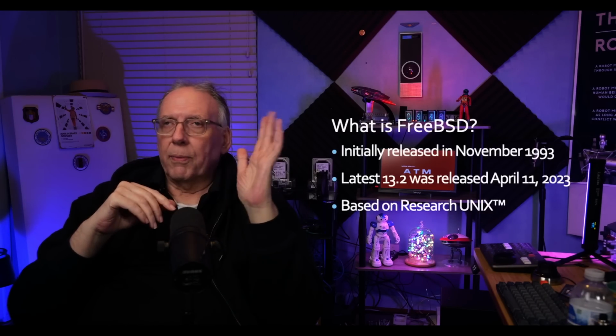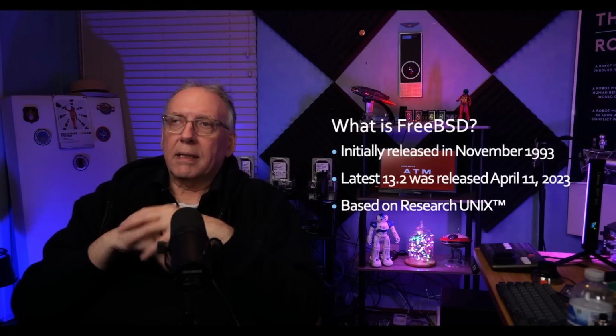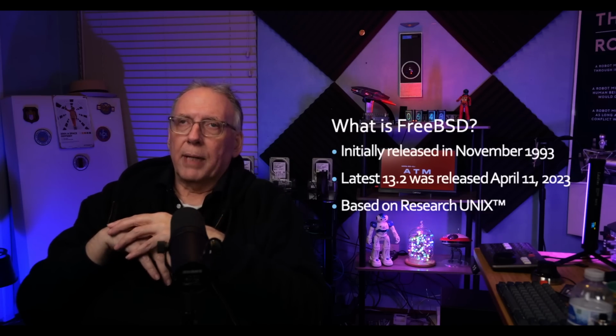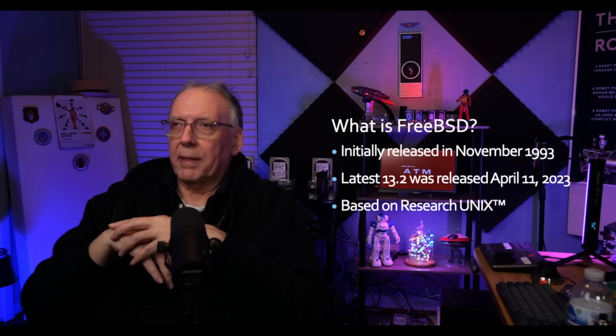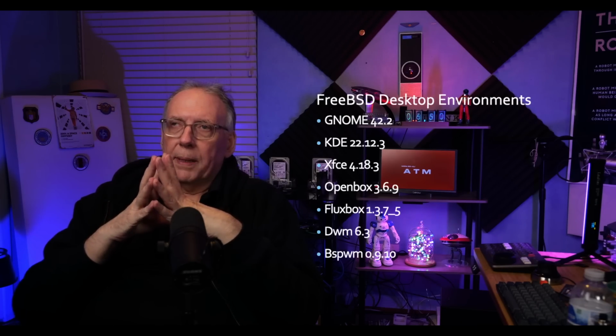Initially, FreeBSD goes way, way back. It came out in November 1993. Its latest release was today, as of today, the 11th of April. What is it intended for? You can use FreeBSD for servers or workstations, embedded systems, network firewalls, of course. pfSense runs on it. Also for storage service, and you'll find that TrueNAS has a version using FreeBSD as well.